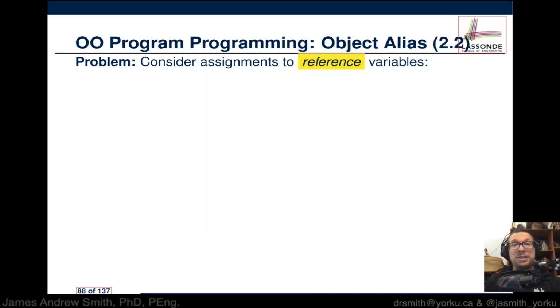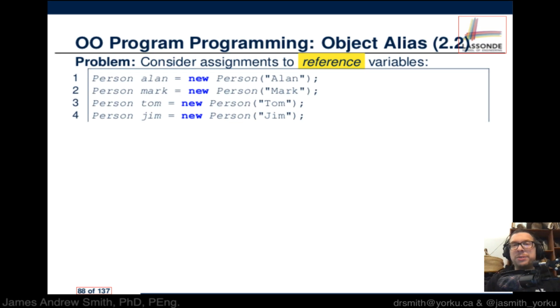All right, so let's consider assignments to reference variables. Reference variables are ones that have memory, we're talking about memory locations basically. Here we've got the person class that we've been talking about earlier, and I'm going to make 4 objects: Alan, Mark, Tom, and Jim.